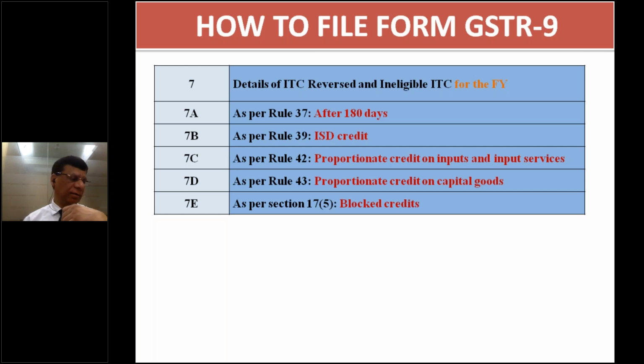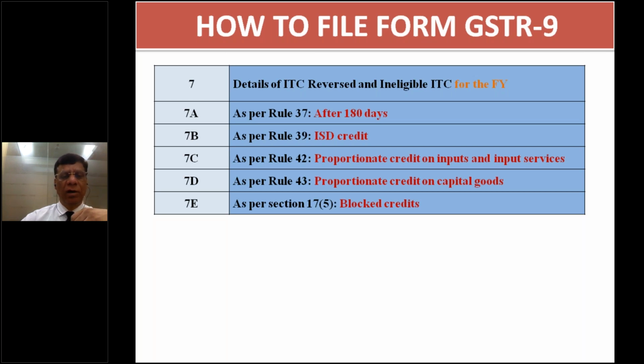Then comes table 7. Table 7 contains details of ITC reversed and ineligible ITC for the financial year. Table 7A talks about reversals after 180 days, which normally SMEs or industry are probably not doing, because the industry is of the view that this is an unwarranted reversal, and after a few days they are supposed to make the payment to the supplier, so once again they have to reclaim. So we have experienced that most of the taxpayers are defaulting on this particular aspect.